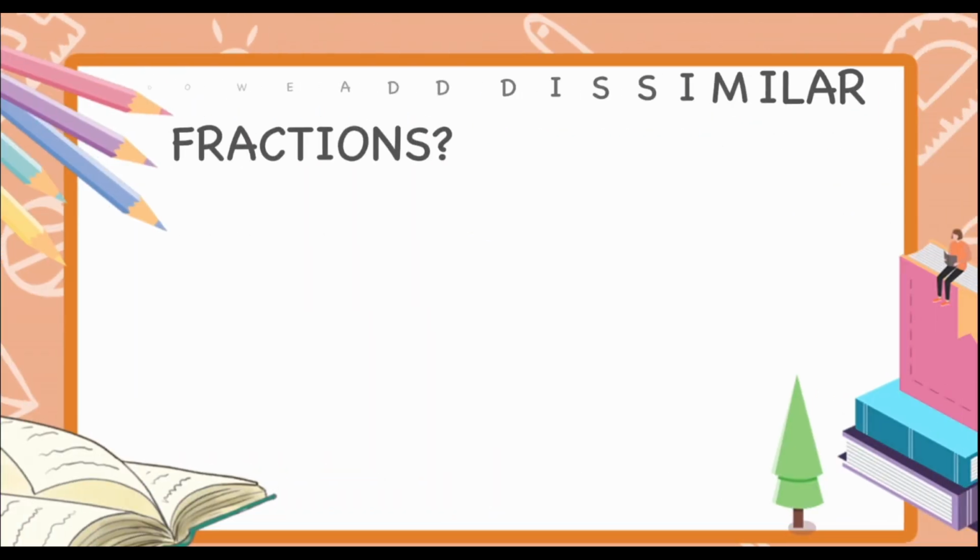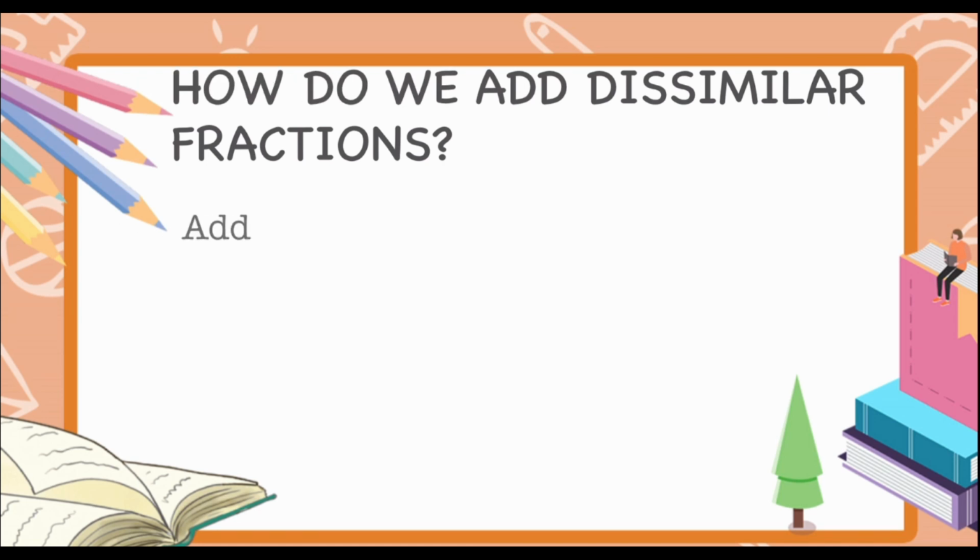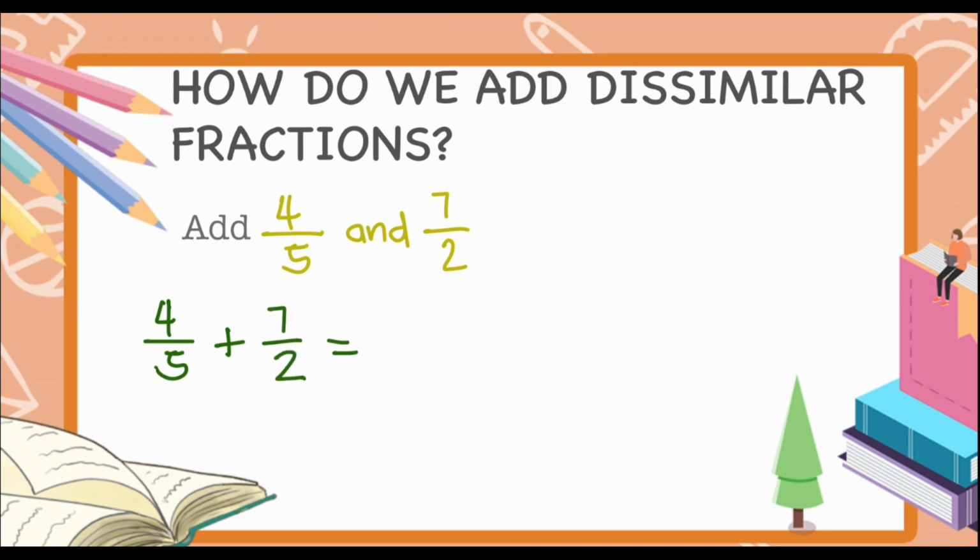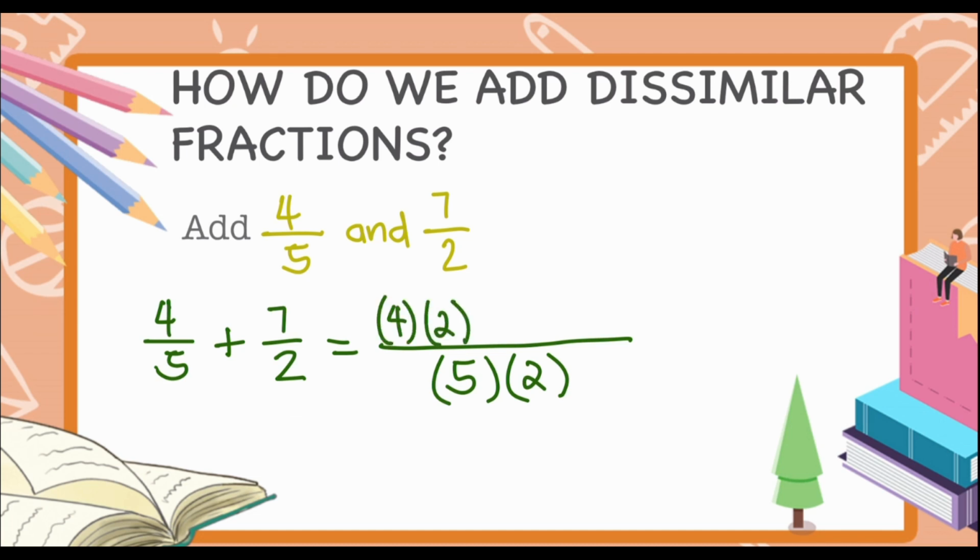So, how do we add dissimilar fractions? Let's have this example. Add 4 over 5 and 7 over 2. The first thing that you're going to do, of course, is write the problem. So, 4 over 5 plus 7 over 2. Next, you have to multiply the denominators. So, we will have 5 times 2. Next, multiply the numerator of the first fraction to the denominator of the second fraction. So, we will have 4 times 2. Then, add the numerator of the second fraction multiplied to the denominator of the first fraction. We will have plus 7 times 5.